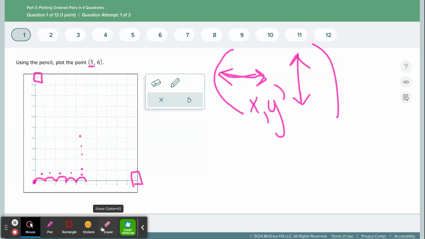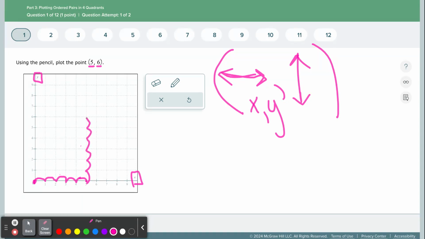Cool. So let me start that over again right here. I'm at positive 5, and my second number is positive 6. Anytime it's positive, it means I need to go up. So I'm going to go positive 6 up: 1, 2, 3, 4, 5, 6. This spot right here, at the crosshairs, the intersection of this, that's my dot.